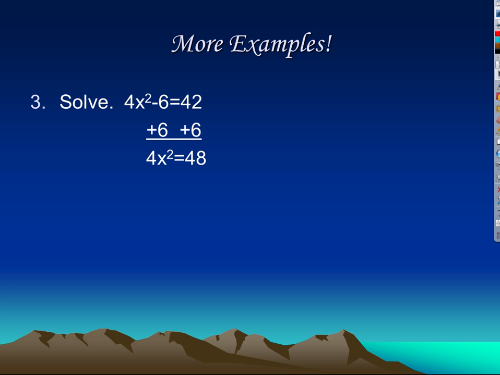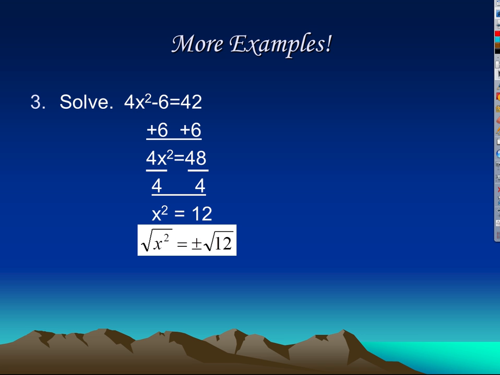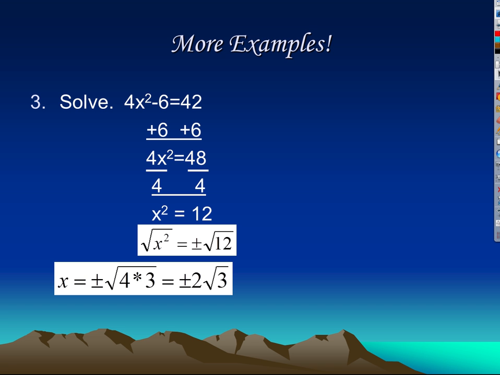Now what? Divide by 4. And then you square root. And what do I have to put from the square root? Plus or minus. All right. And then the square root of 12 I can simplify. Is there a perfect square that divides into 12? Okay, so I could split that into plus or minus the square root of 4, which is 2, times the square root of 3. Done.